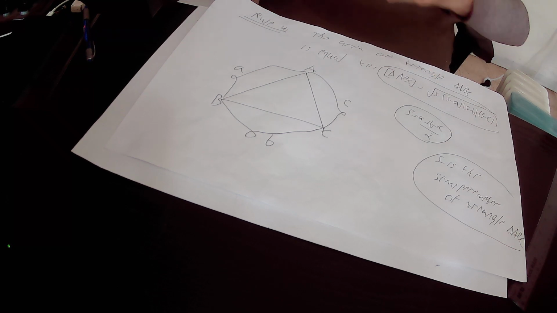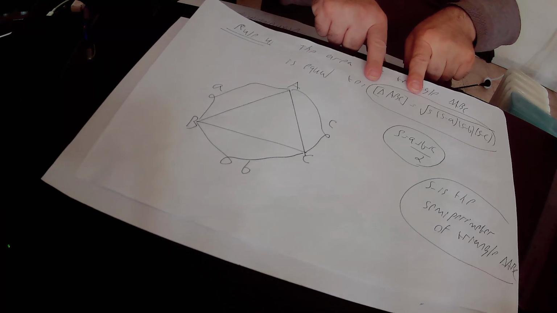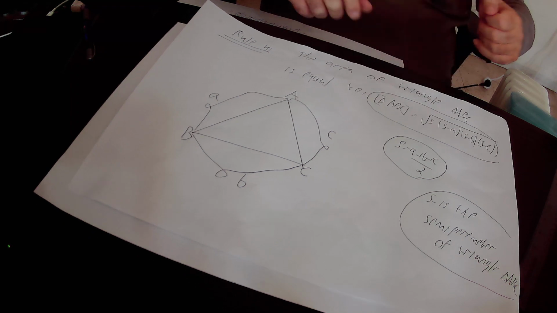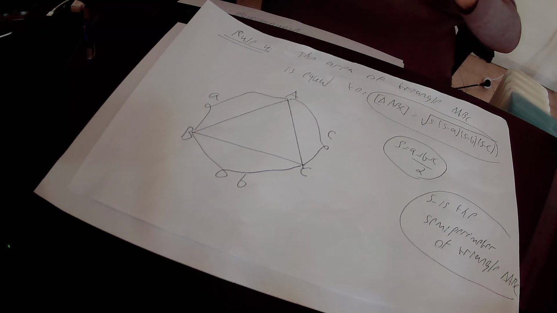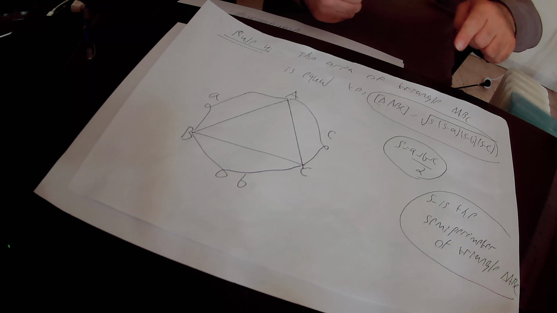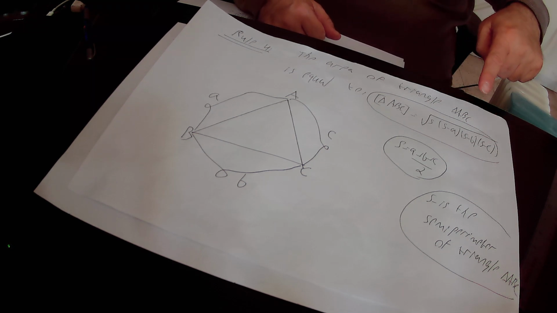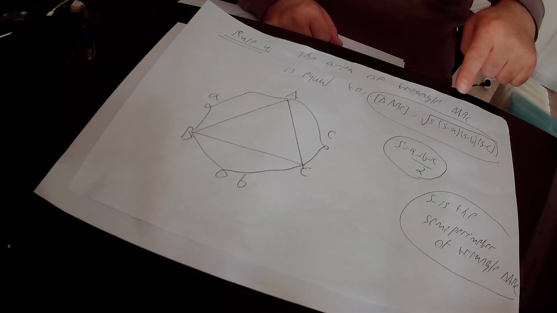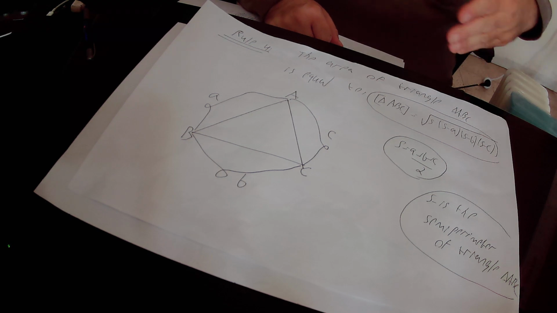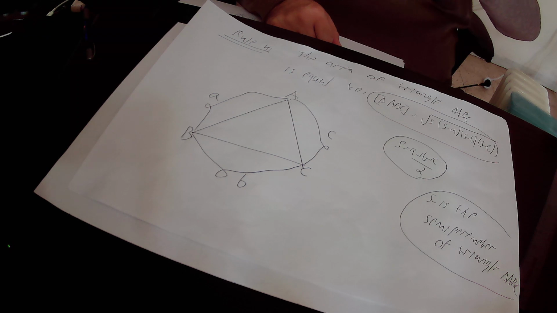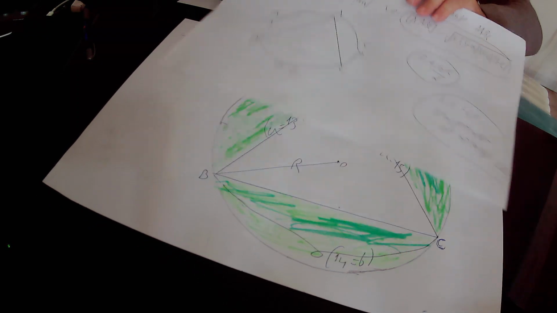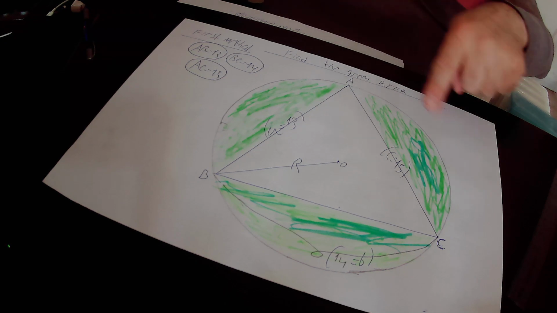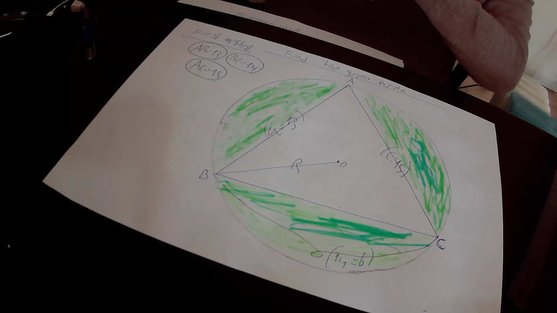And the area of this triangle ABC, which could be any triangle, equals the square root of S times S minus A times S minus B times S minus C. S is the semi-perimeter, equal to A plus B plus C over 2, and A, B, and C are the side lengths of this triangle ABC. We implemented rule number 4 in our drawing in order to find the area of this triangle ABC.